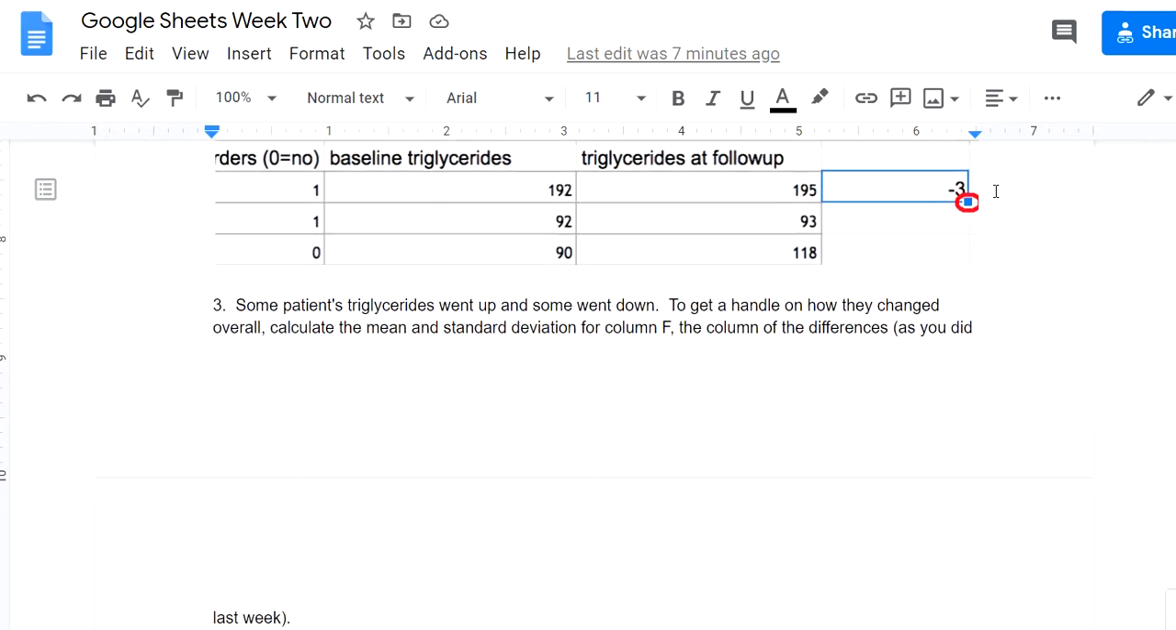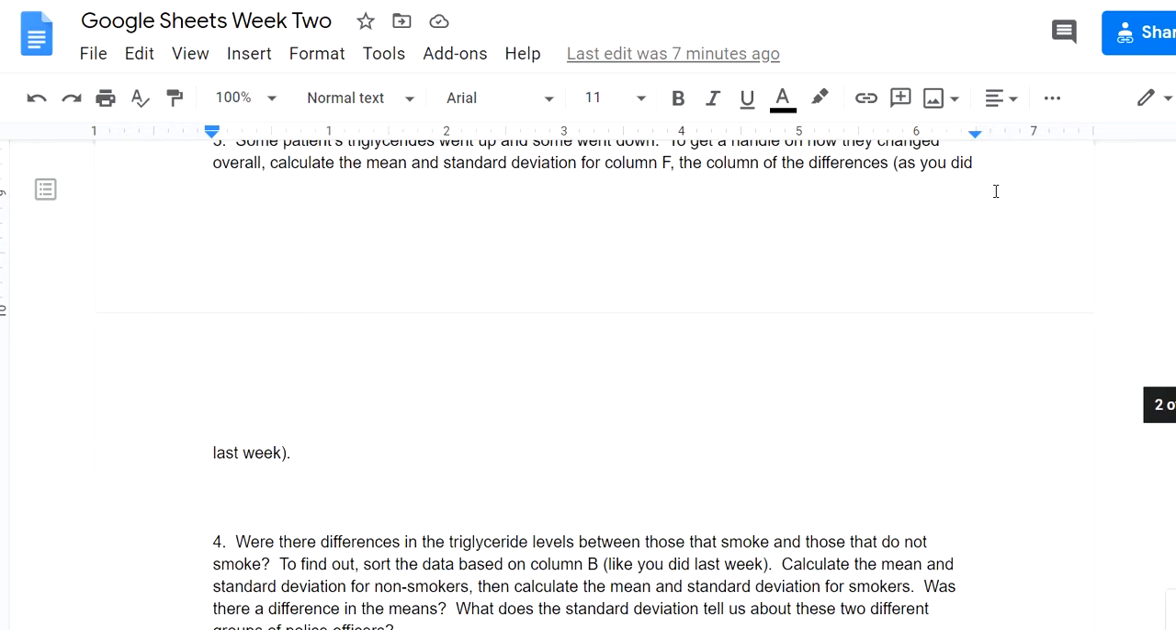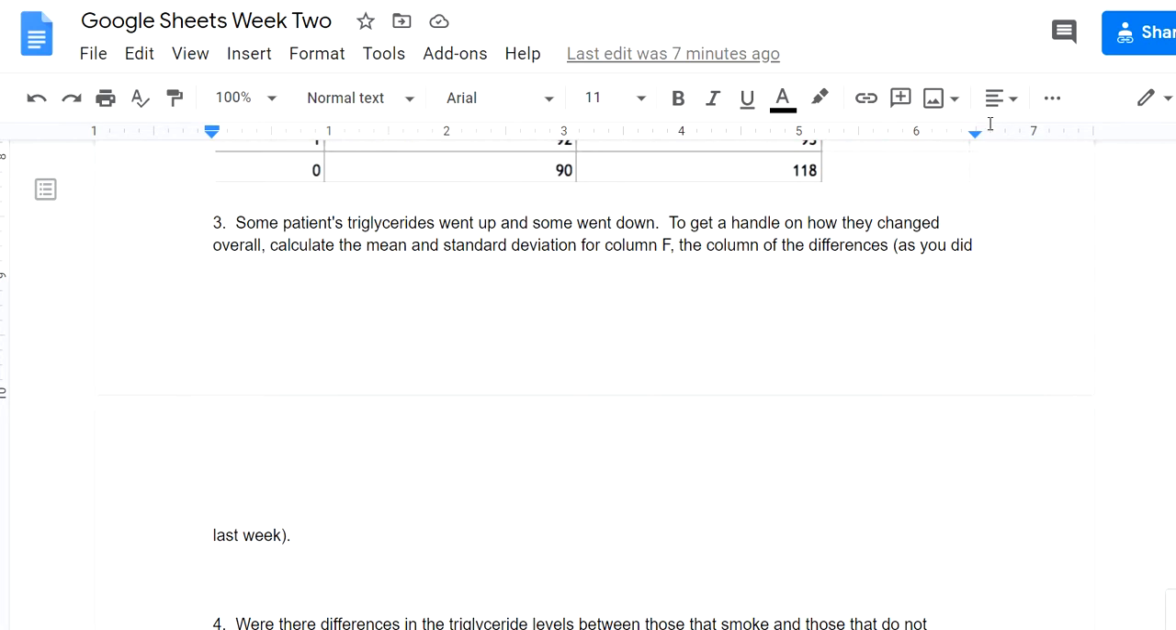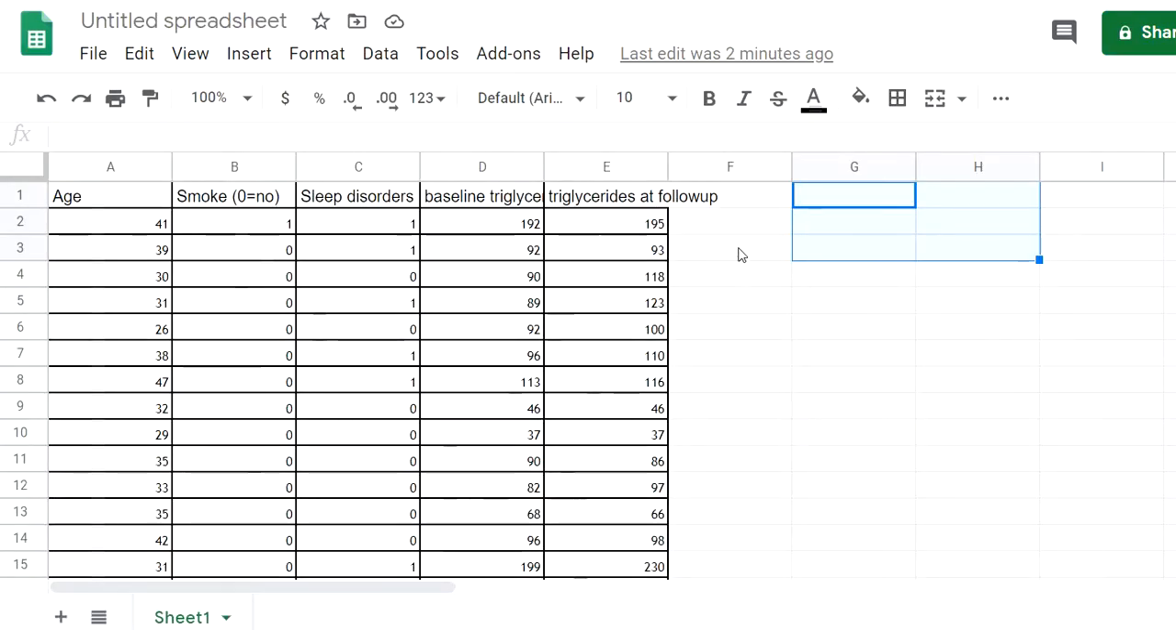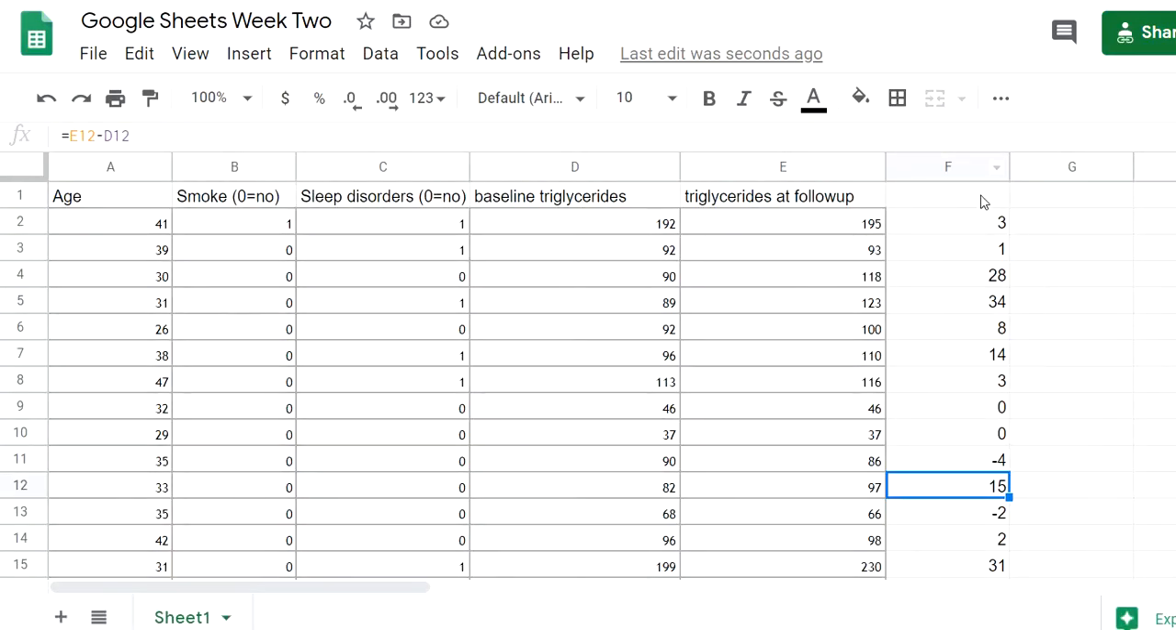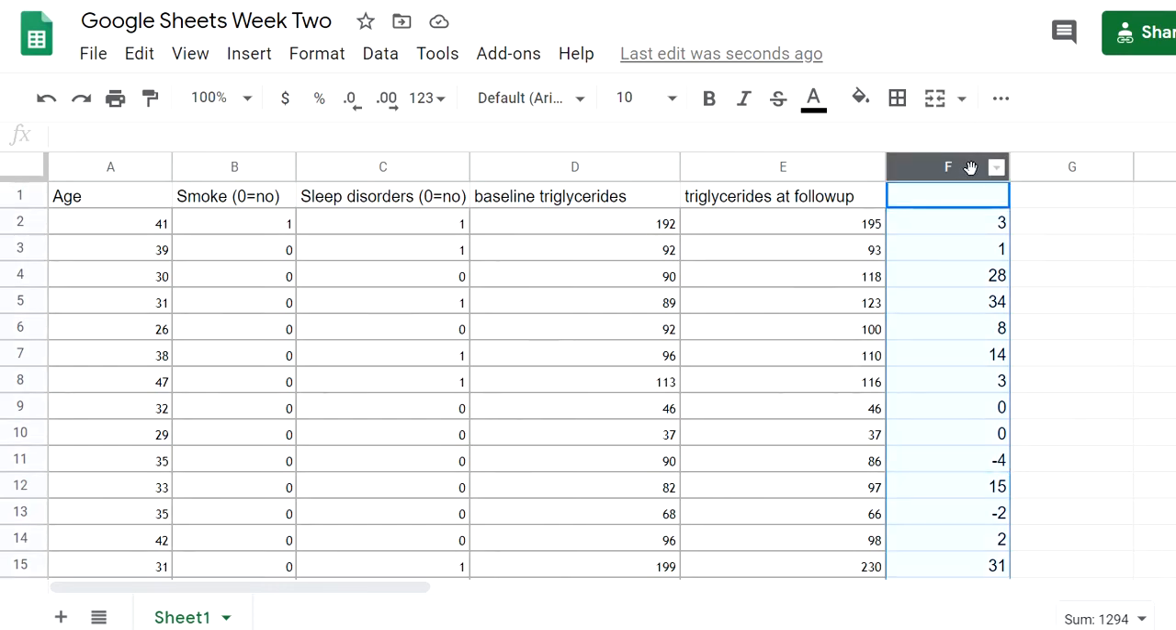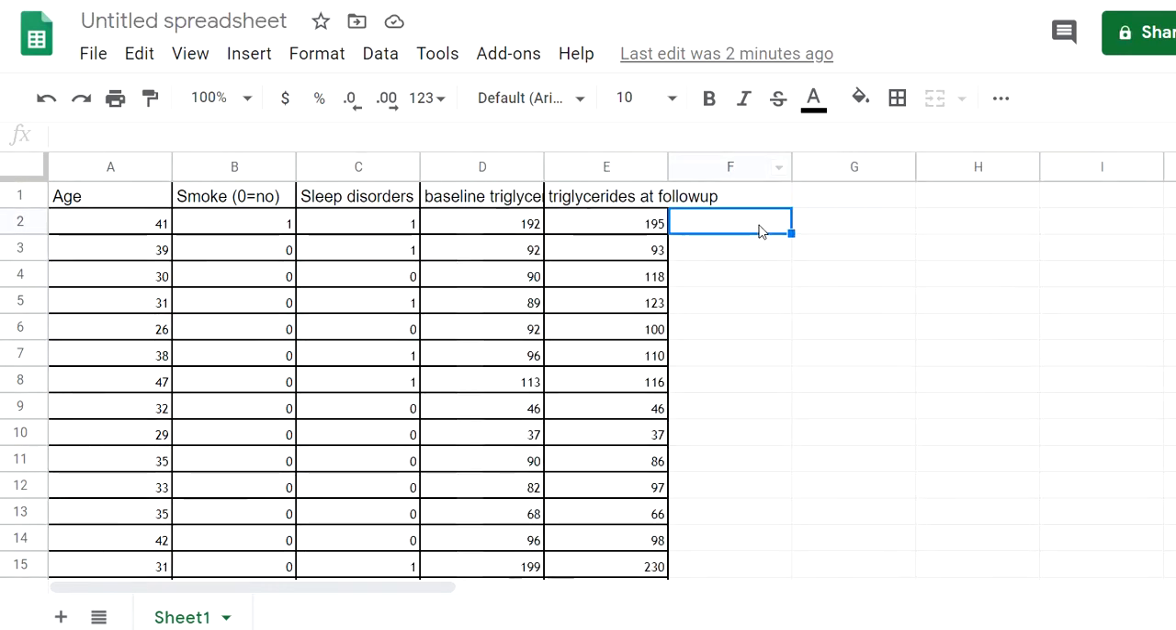Part 3, some patients' triglycerides went up and some went down. To get a handle of how they changed overall, calculate the mean and standard deviation of column F for the differences. So this is, I got 2 sheets, sorry. Oh no, this is the wrong sheet. Okay, that's the sheet you're going to be copying from. So column F was when we had the differences. We just did this, so nothing new here.